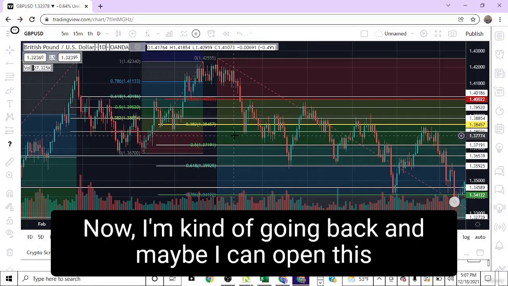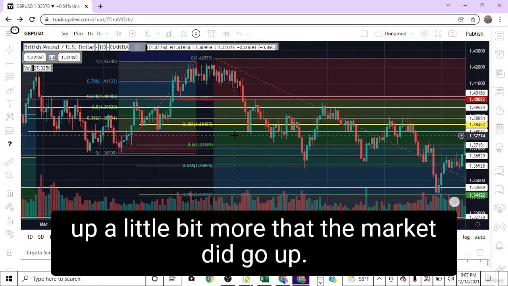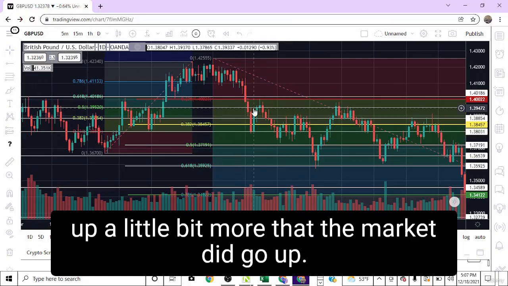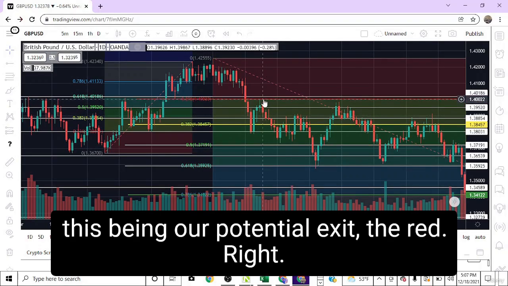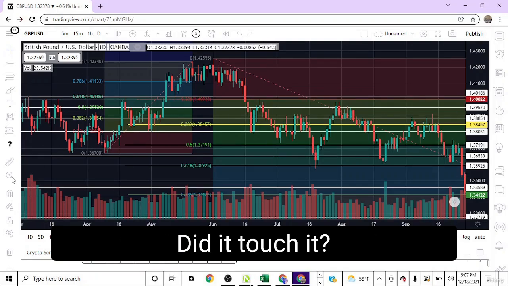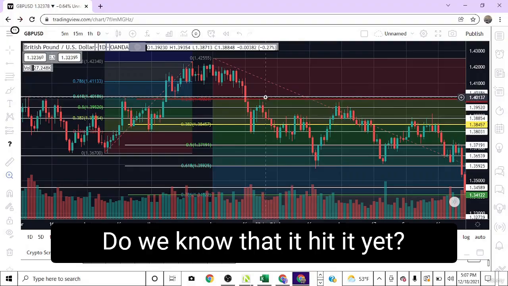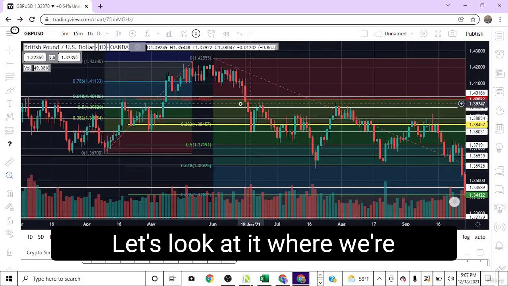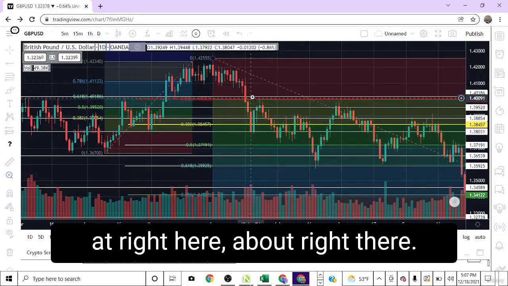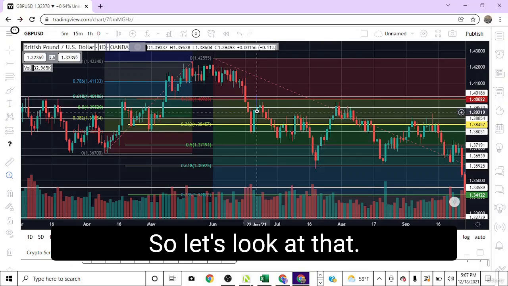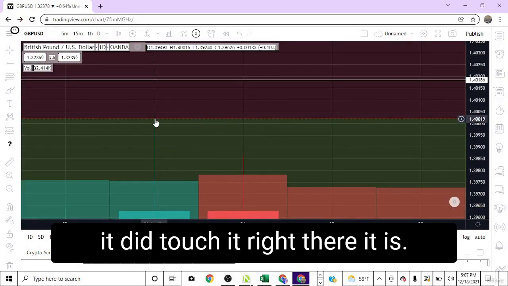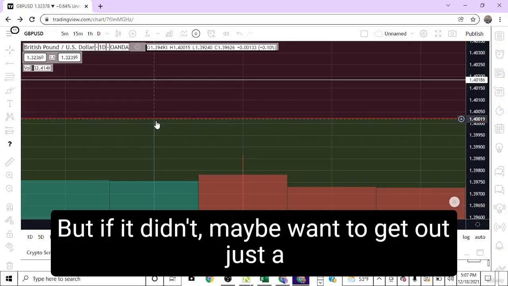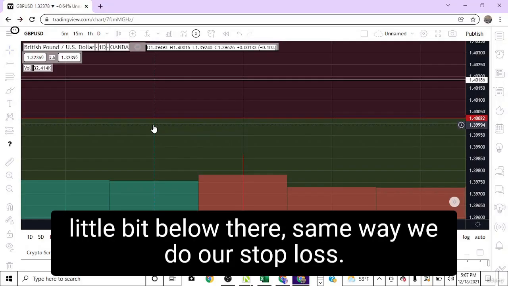Now I'm kind of going back, and maybe I can open this up a little bit more. The market did go up, and we did know that we talked about this being our potential exit, the red, right? So let's just blow that up. Did it touch it? Do we know that it hit it yet? Let's look at it. All right, where were we at? Right here, right about right there. So let's look at that, and in the future it looks like it did touch it. Right there, it is. But if it didn't, maybe we want to get out just a little bit below there.